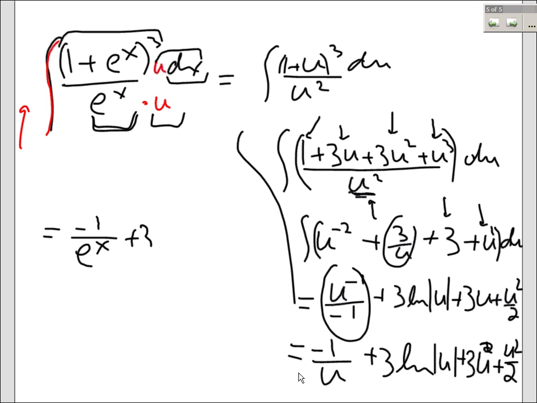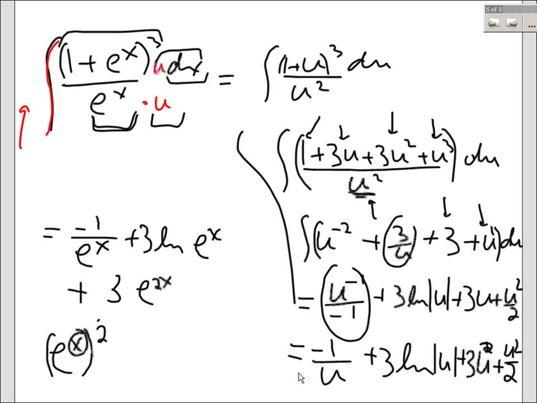3 ln absolute value of e to the x. Since e to the x is always positive, the absolute value of e to the x is e to the x. Plus 3u squared. Well, when you square e to the x, you get e to the x. The rule says to multiply those. x times 2 is 2x.